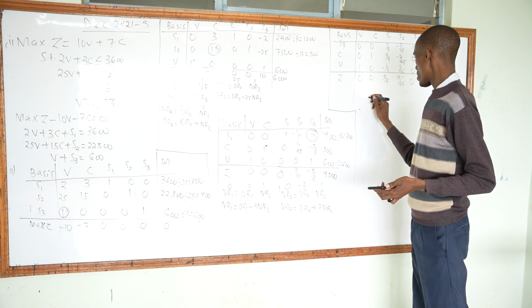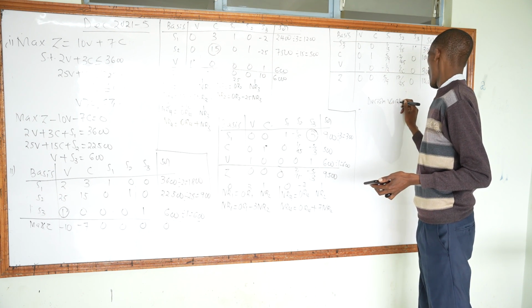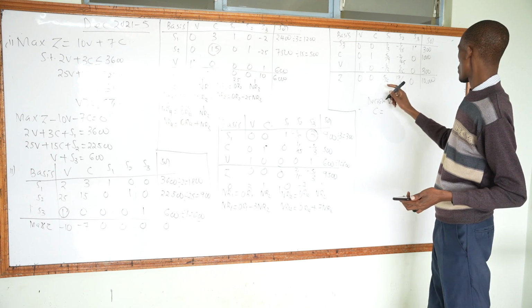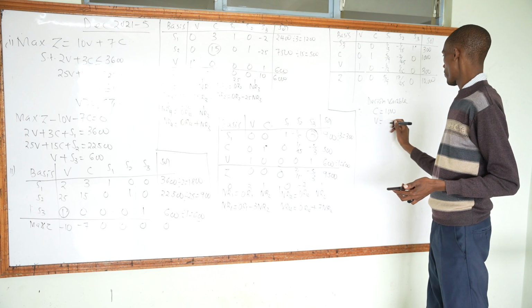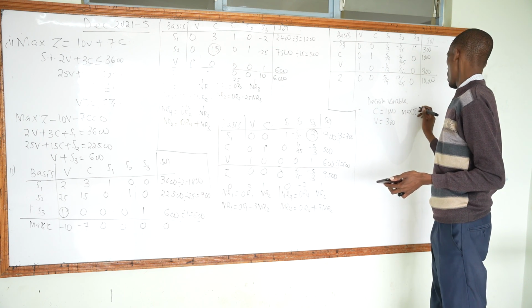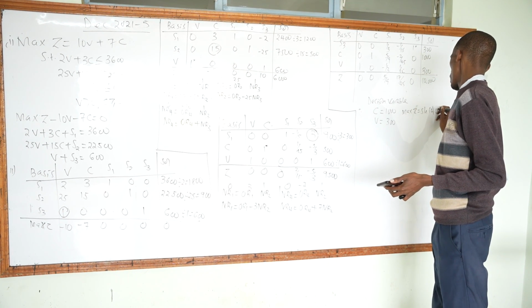There is now the decision variable which agrees with what we saw. We can say C is equal to, that was chocolate, 1000. You can confirm whether that is what we got. 300, and then maximum profit or maximum Z is 10,000. That is the same thing we got.